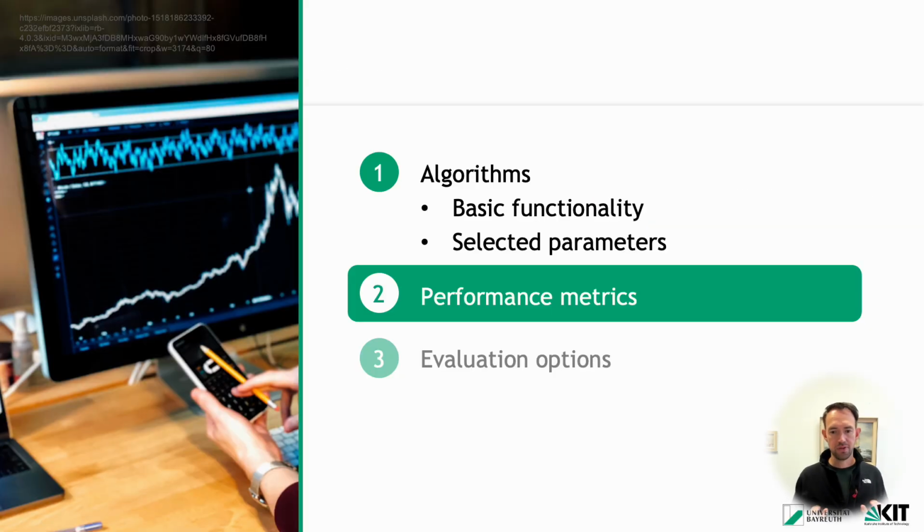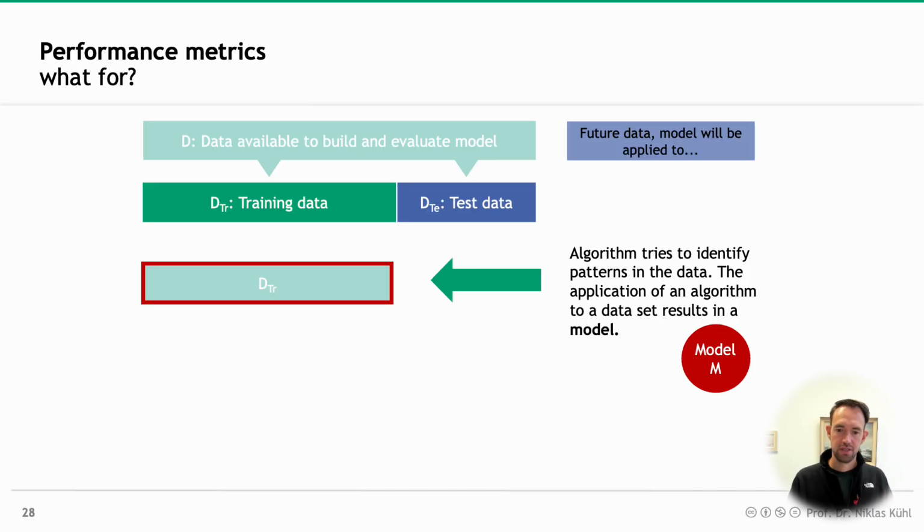Okay, so now that we have an overview of the algorithms, let's have a look at the performance metrics that you have at hand. And again, let's remind ourselves, what do we need those for? So we have our training data set at hand. We identified an algorithm that we want to use, which resulted in a model. Now we have this model M. So the application of the algorithm led to a model which captured, hopefully, the patterns of the data in our training data set.